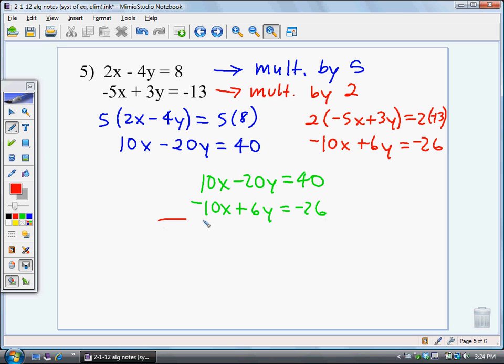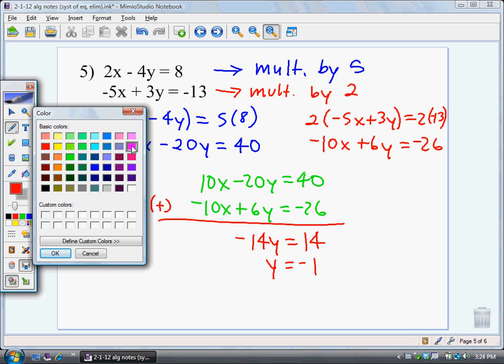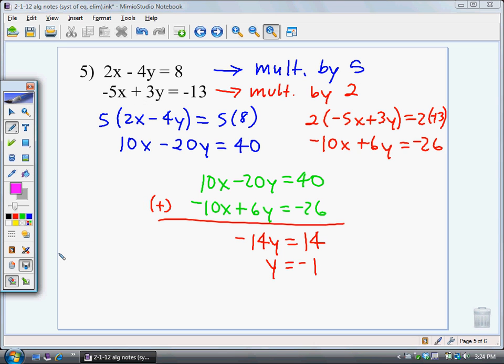This time when you add them, the x's are now gone. You get negative 14y equals 14. Therefore, y is equal to negative 1. You need to find a value of x. So go back into probably the top original equation.